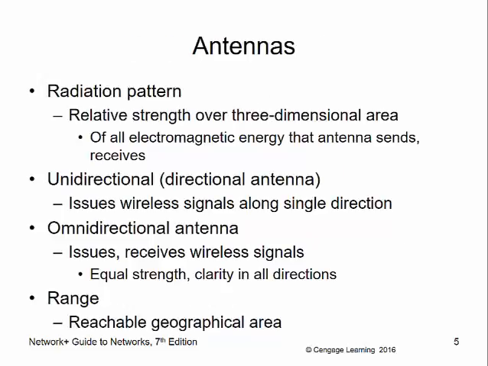So let's talk about some definitions here. In order to broadcast radio, I need to have an antenna. In order to pick up radio, I pretty much need an antenna, right? So from the perspective of antennas, they have certain patterns by which they radiate their signals, right? Two major types. We have unidirectional and omnidirectional.